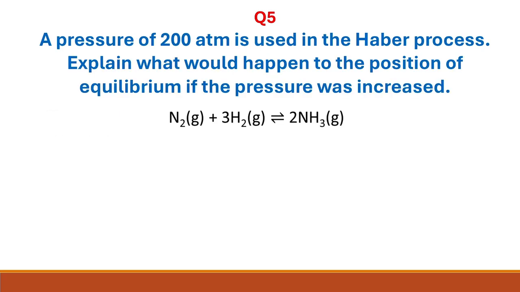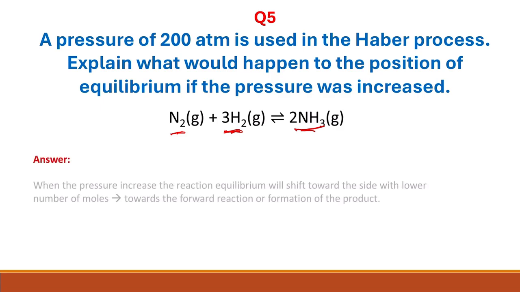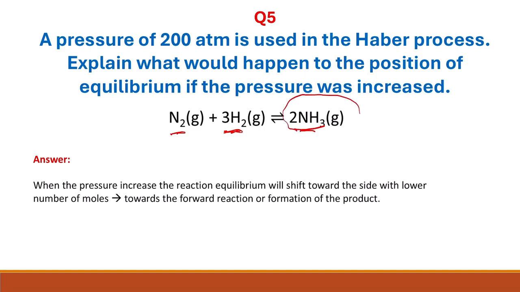Question 5. A pressure of 200 atmospheres is used in the Haber process. Explain what would happen to the position of the equilibrium if the pressure was increased. In this reaction, 1 mole of nitrogen gas reacts with 3 moles of hydrogen gas to give 2 moles of ammonia. So when the pressure increases, the equilibrium will shift toward the side with the lower number of moles. The lower number of moles here is the product side, or the forward reaction. So the equilibrium will be shifted toward the forward reaction, or formation of the product. In this case, more ammonia will be produced and there will be a higher yield.